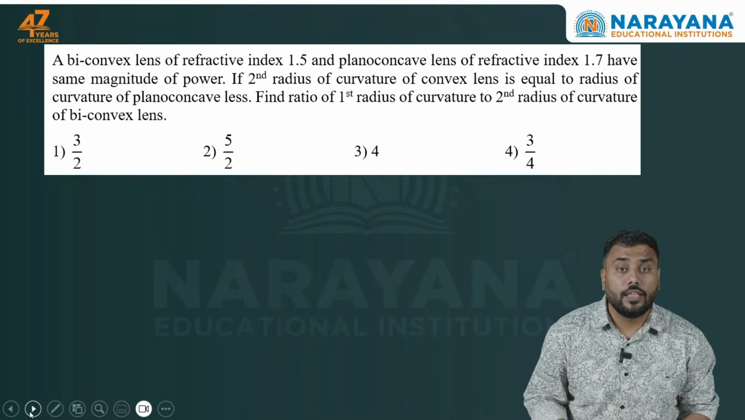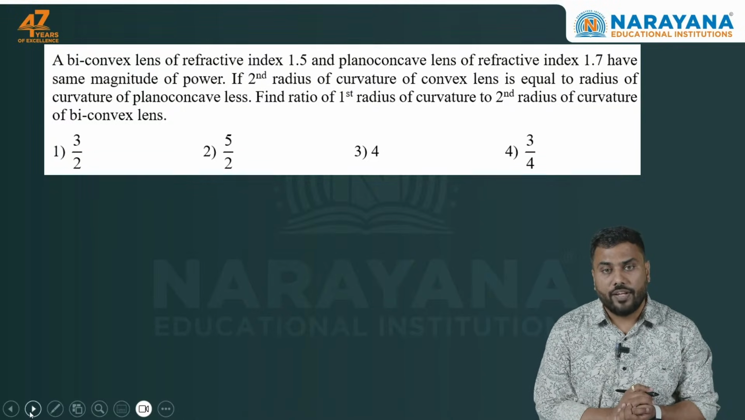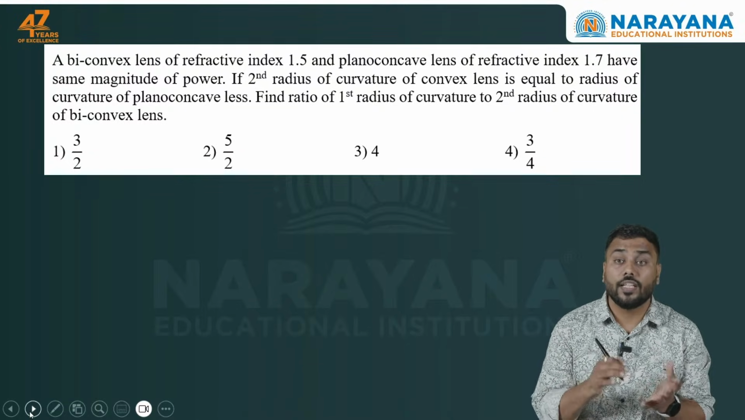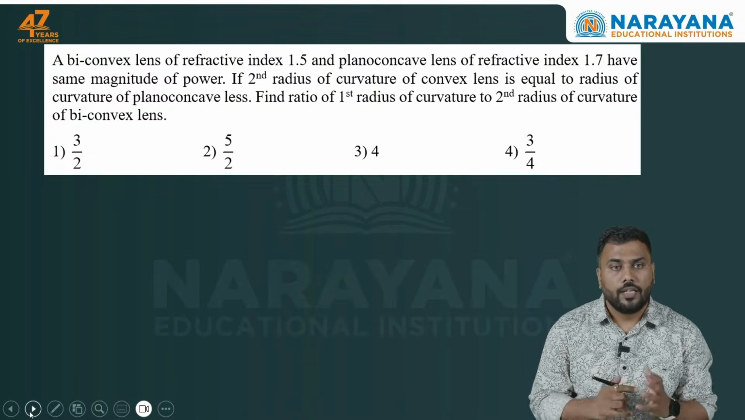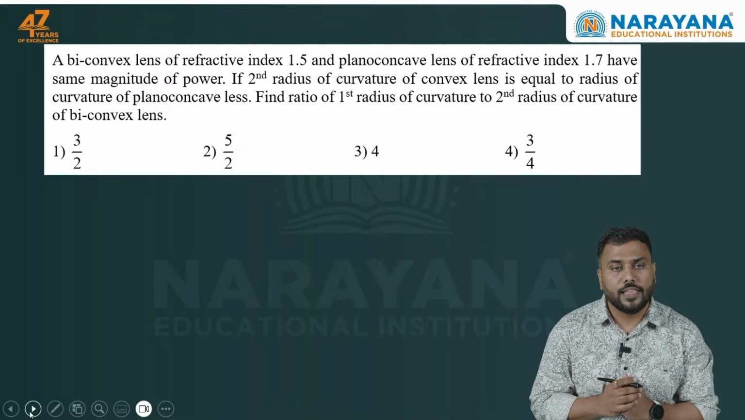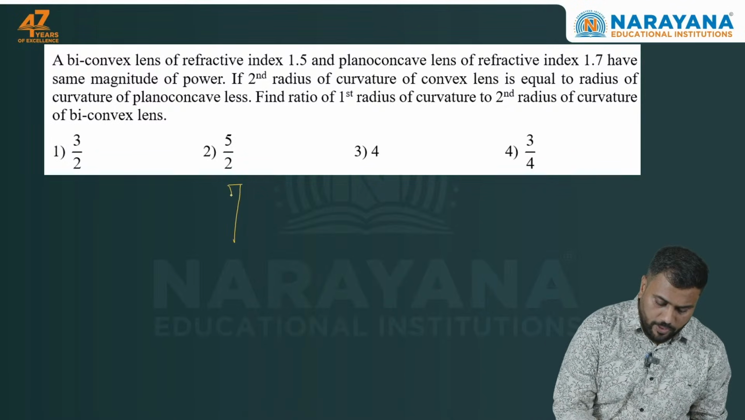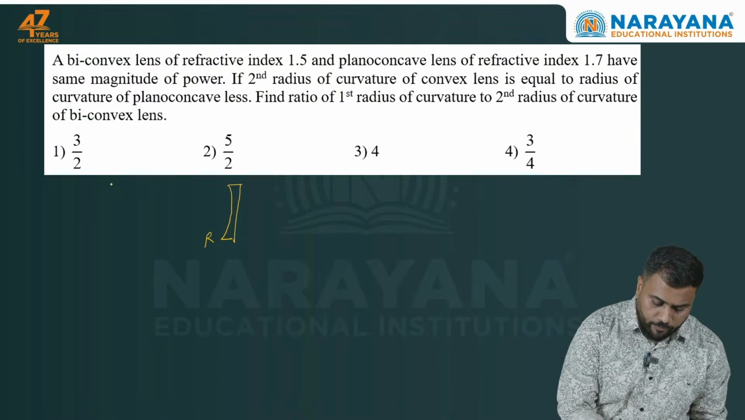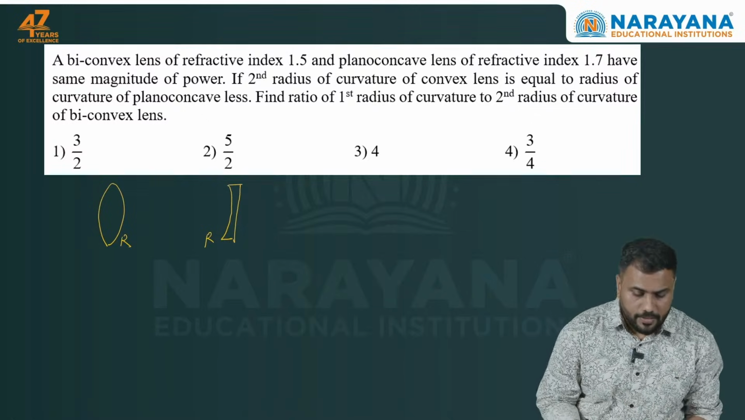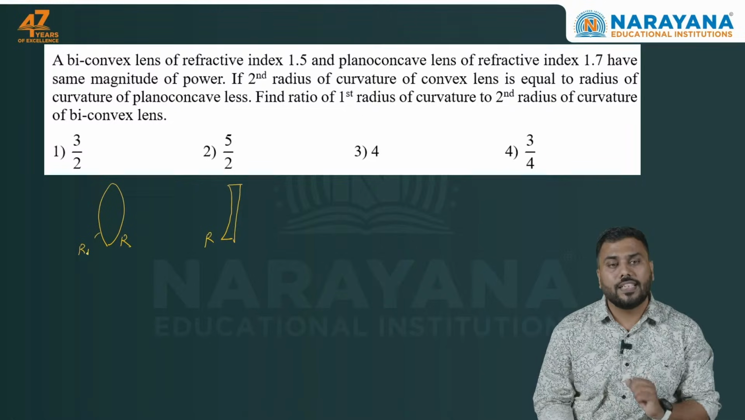The next question is from optics. Here we have a biconvex lens of refractive index 1.5 and a plano-concave lens of refractive index 1.7. They have same magnitude of power. The second radius of curvature of convex lens is equal to radius of curvature of plano-concave lens. So this plano-concave lens radius of curvature and the second radius of curvature of this convex lens, they are same in magnitude. Let's say the first radius of curvature of the convex lens is r1.